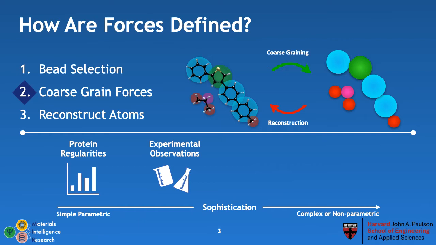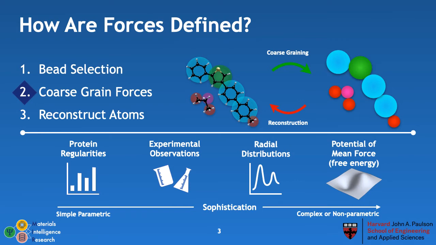Moving along this progression, our goal might be to fit the radial distribution functions of a system. These approaches typically use more complex, non-parametric methods such as spline models. Then at the highest end in complexity is the potential of mean force, and it is here that machine learning methods have most strongly come into play.